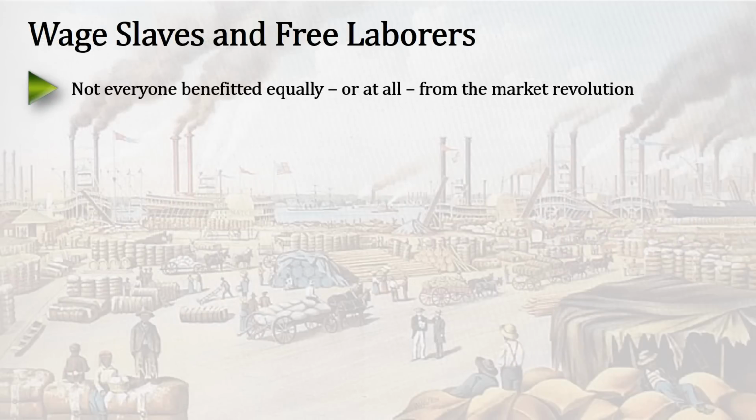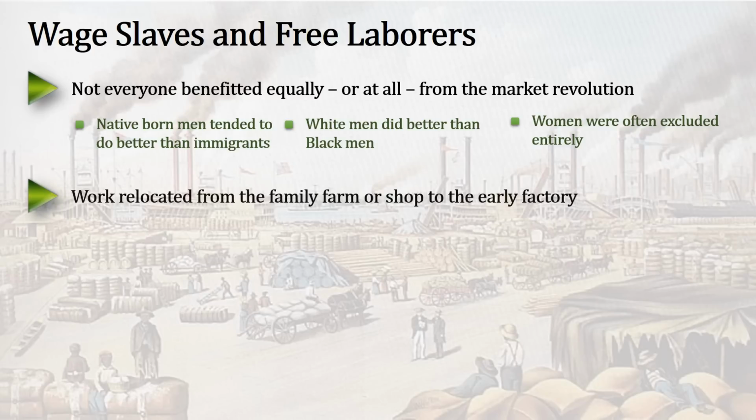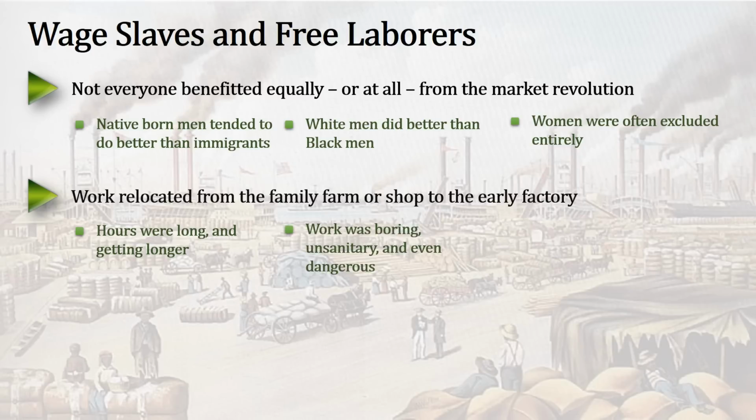Well, not everybody benefited equally or at all from the market revolution, which we see occurring in the 1820s, 30s, and 40s. Native men tended to do better than immigrants. White men tended to do better than black men, and women were often excluded entirely from the benefits of the market revolution. Work relocated from the family farm or the family shop to the early factory system. And while this is not the case for everybody, in your urban northern areas, it tends to become more and more the norm. Hours were getting long, and they're getting longer. Work was boring, unsanitary, and oftentimes dangerous. And also, you see increased immigration from places like Ireland and Germany, which is lowering.